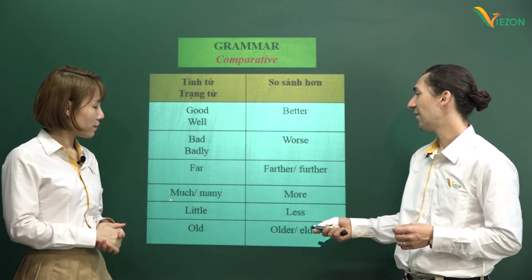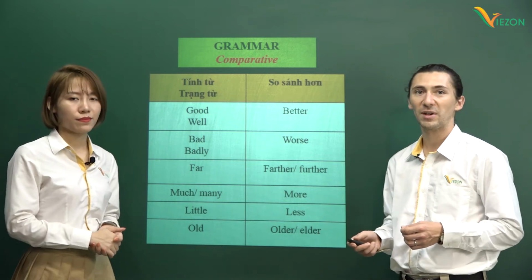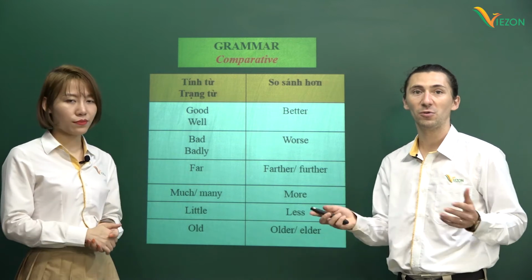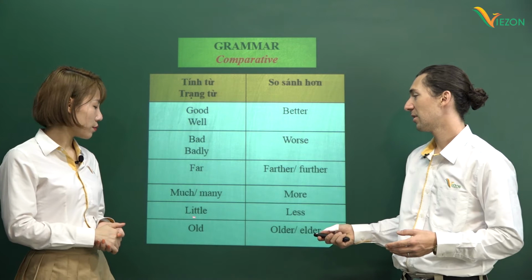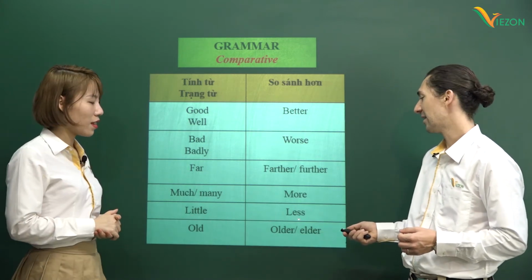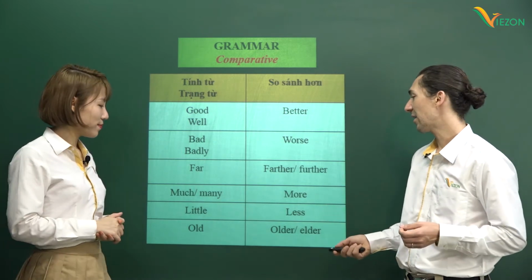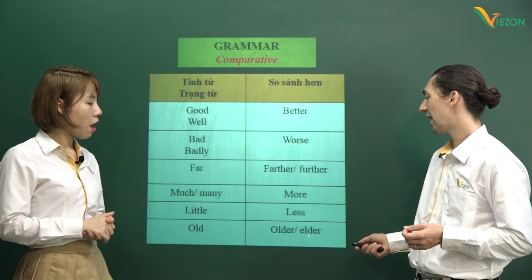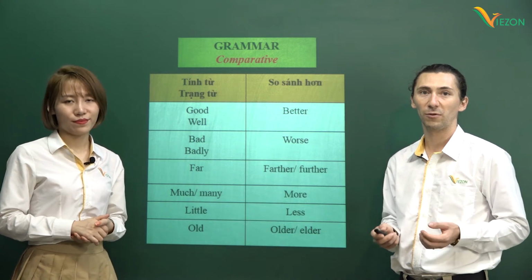And the next example we have is much and many. And this one's a very special case. And this one we use the word more in order to compare the two things. The next example we have is little. So we don't say littler. We say less. So we use less to compare the two things. And the last one we have is old, which goes to older or elder. Depending on the context and the situation, which one is preferred?